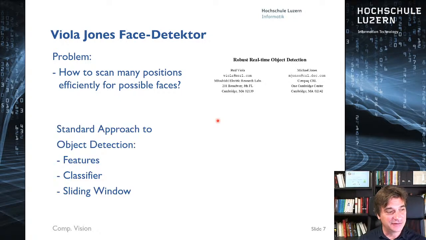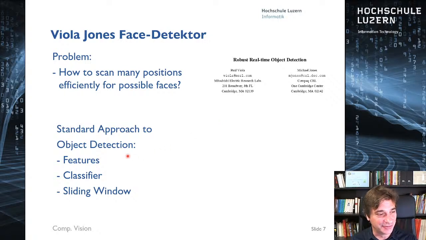So maybe if we just look a bit more broad on a standard approach, how would you do object detection for that kind of problem? In your standard approach, you've already seen a little bit, you will probably calculate some features on your image, and then you can classify the image according to those features. And now if you want to do that for different objects in the image, then you will probably need a so-called sliding window approach.